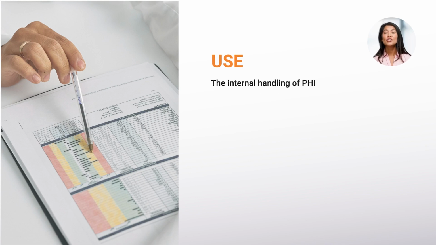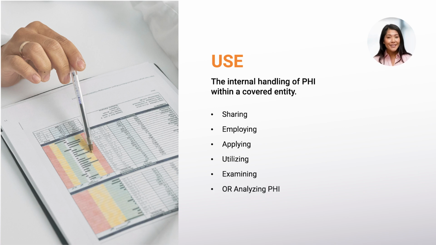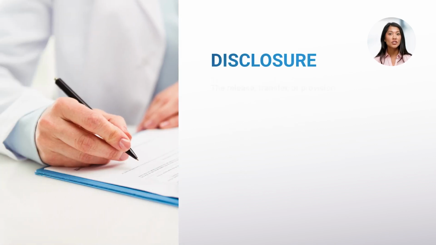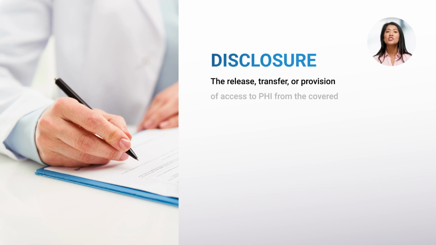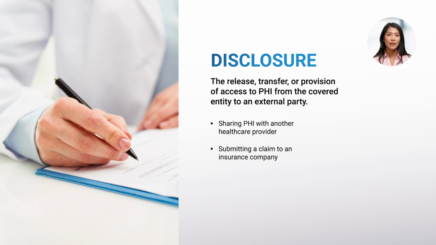Use refers to the internal handling of PHI within a covered entity. This includes sharing, employing, applying, utilizing, examining, or analyzing PHI for treatment, payment, or healthcare operations purposes. Disclosure refers to the release, transfer, or provision of access to PHI from the covered entity to an external party. This could include sharing PHI with another healthcare provider for treatment purposes, submitting a claim to an insurance company, or releasing PHI in response to a court order.